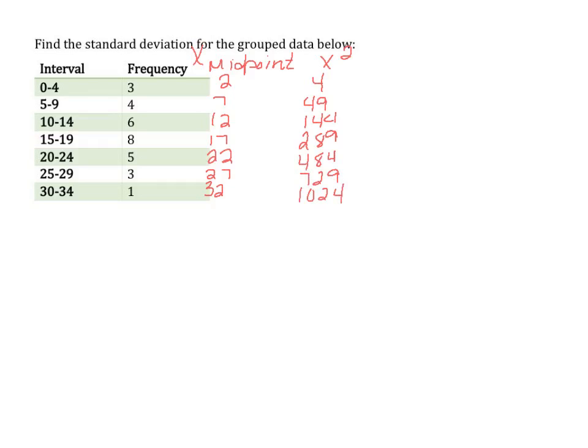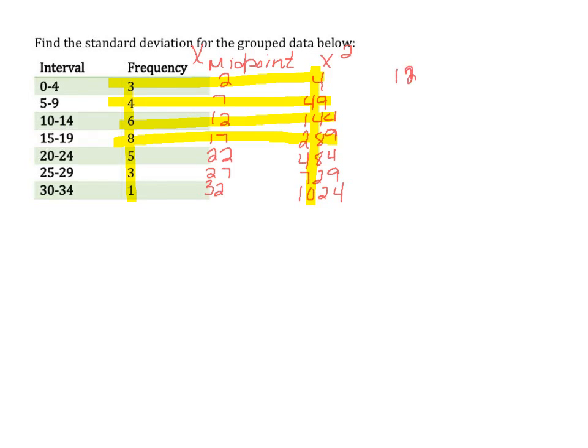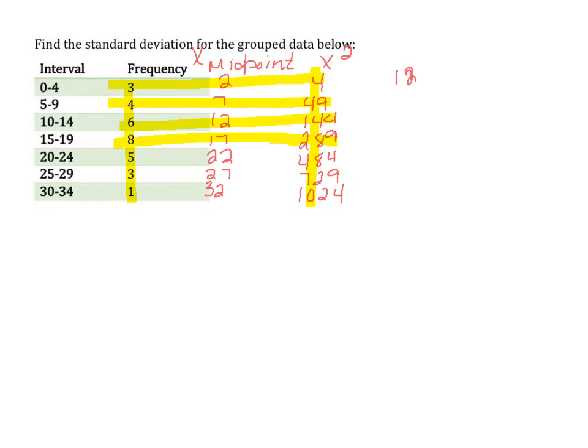All right, but we can't quite stop here. We can't just start finding the variance at this point, because we need to take into consideration the frequency. So I'm going to multiply each x squared by its frequency, just going straight across here. So 3 times 4 is 12. 4 times 49 is 196. And then just keep going down the list. So these are the particular numbers that we're curious about.